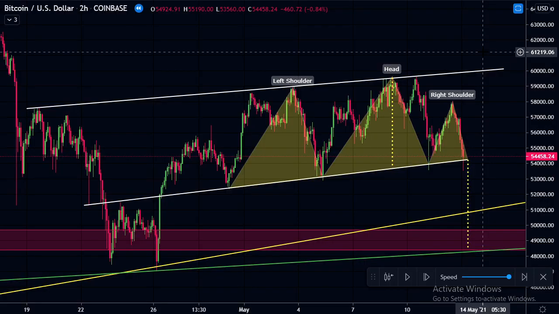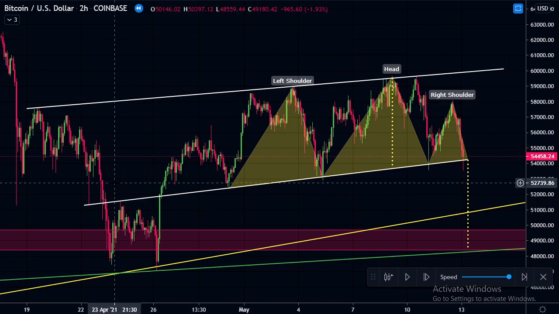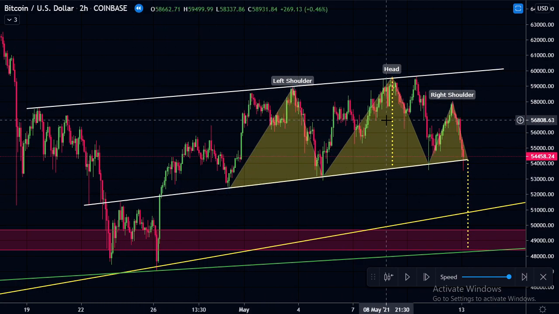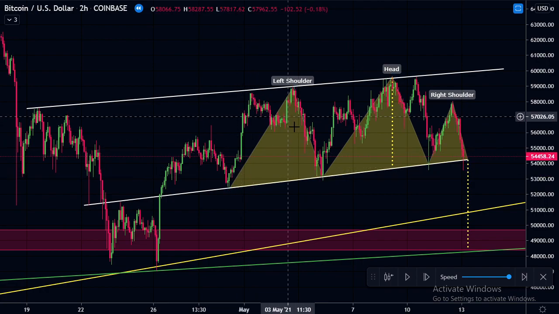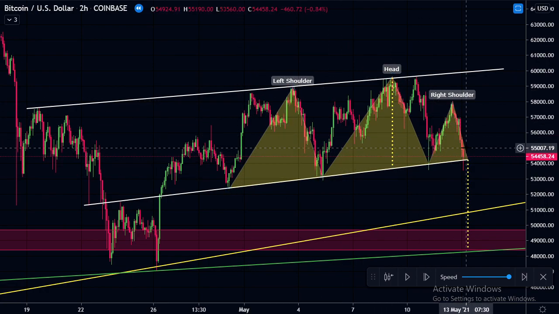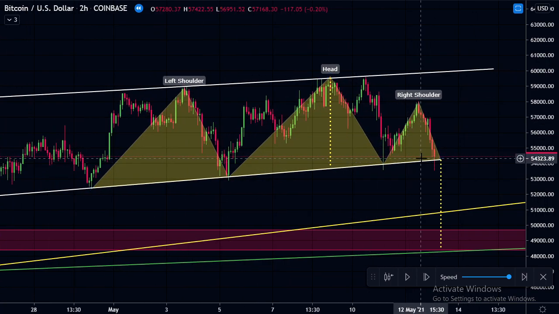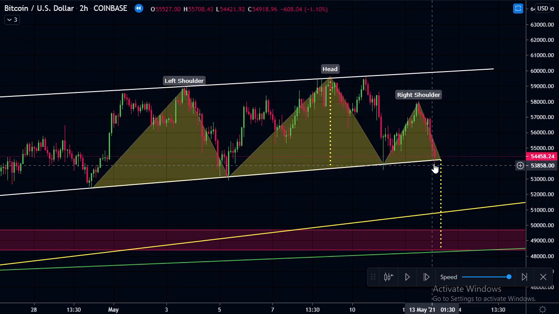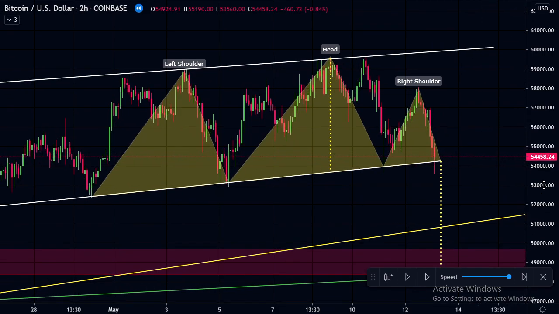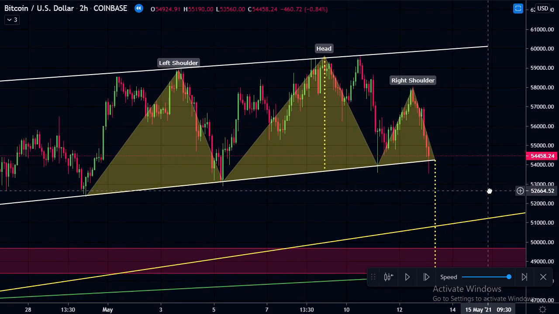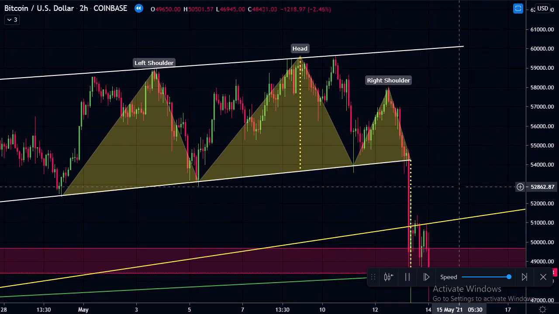In yesterday's video we were looking at this channel that Bitcoin was bouncing between, and we did notice this head and shoulders pattern here. We just had it drawn out, and I made that video right at this candle here. We had just started to break below and we came back into the pattern here, and I'll just play what happened. I think you all know what happened, and we had this massive drop.